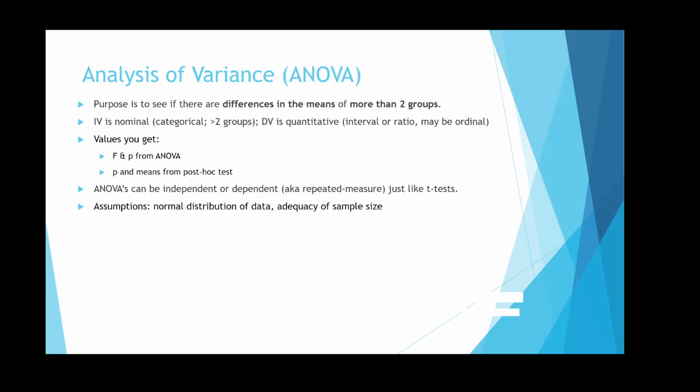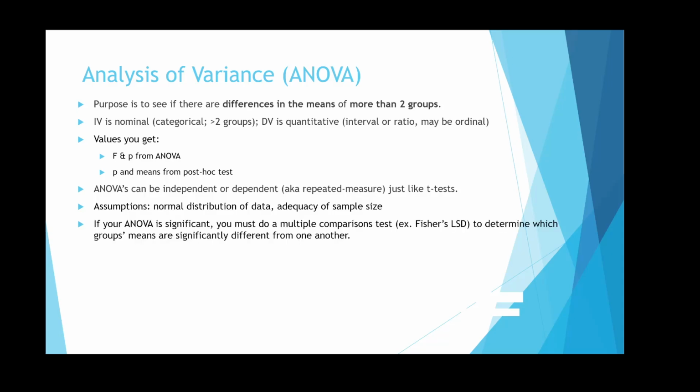Assumptions here, just like t-tests, you need to have normal distribution of your outcome variable, that bell-shaped curve, and you need to have a large enough sample size. Make sure you have enough data, and typically the more data that you have, the better. Now, one thing to note, an ANOVA only tells you if there is a difference between any of the group means or not. It literally just tells you, yes, there's a difference, or no, there is not. It doesn't give you any more information about which specific groups have significantly different means.